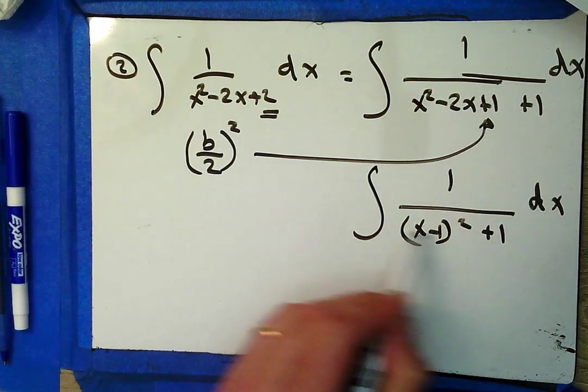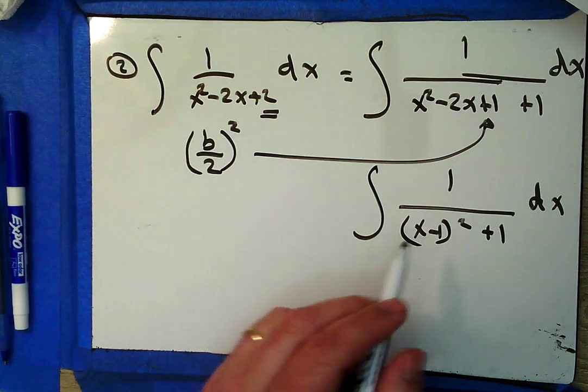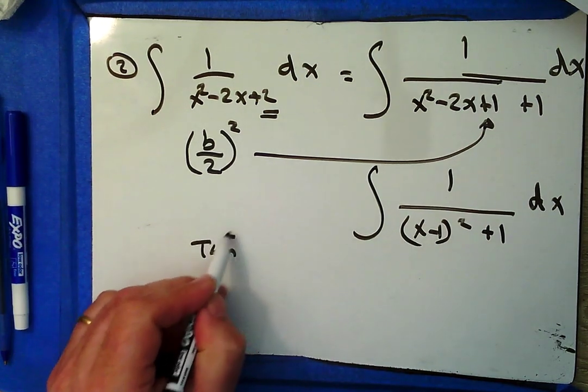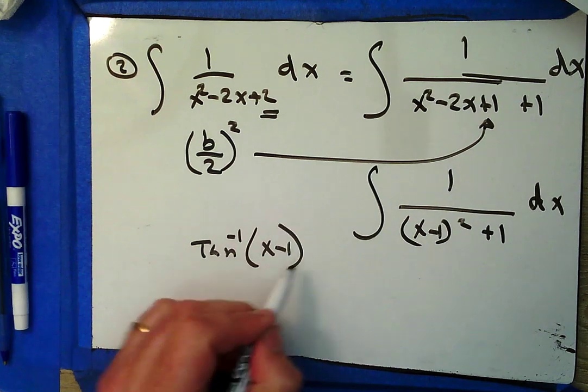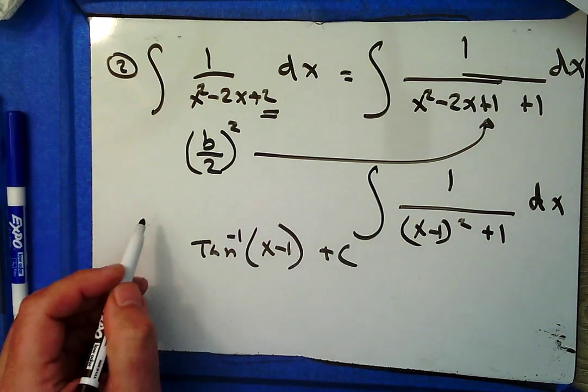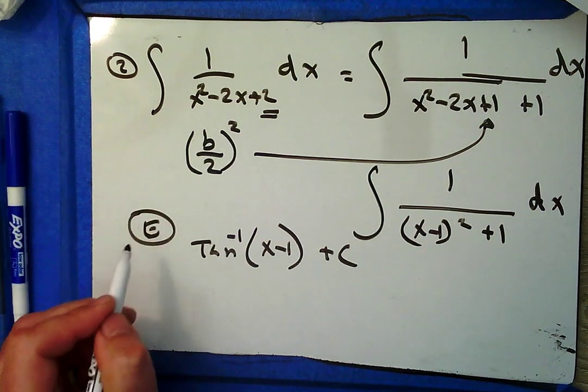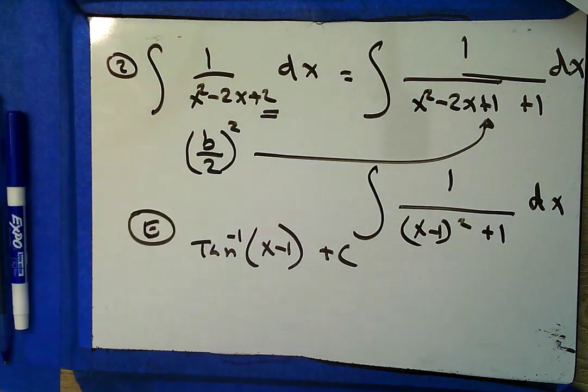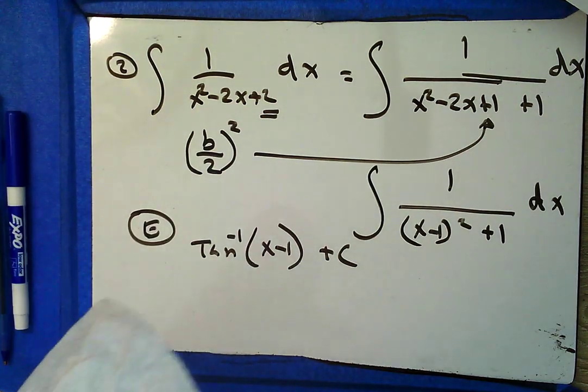Hey, this looks a lot like an inverse tan, doesn't it? And so we get tangent inverse of (x minus 1) plus C as our integral, and that is choice E. Choice E for number 2. Okay, number 3.